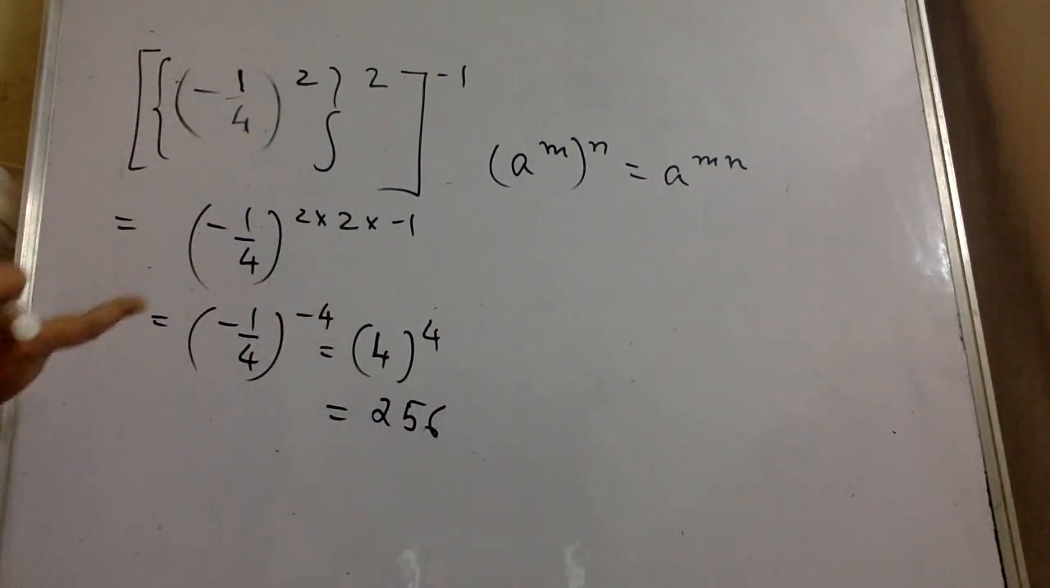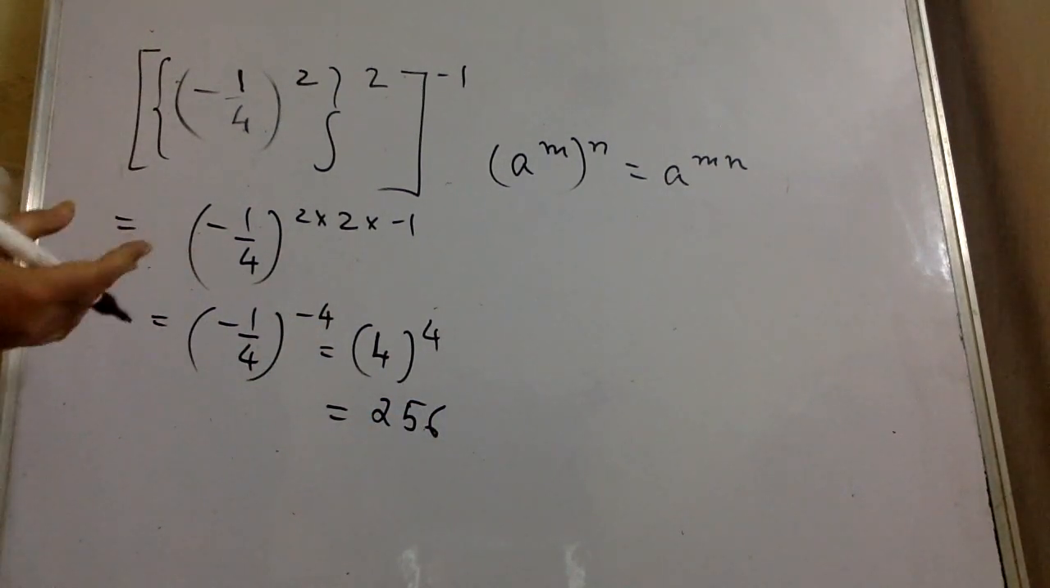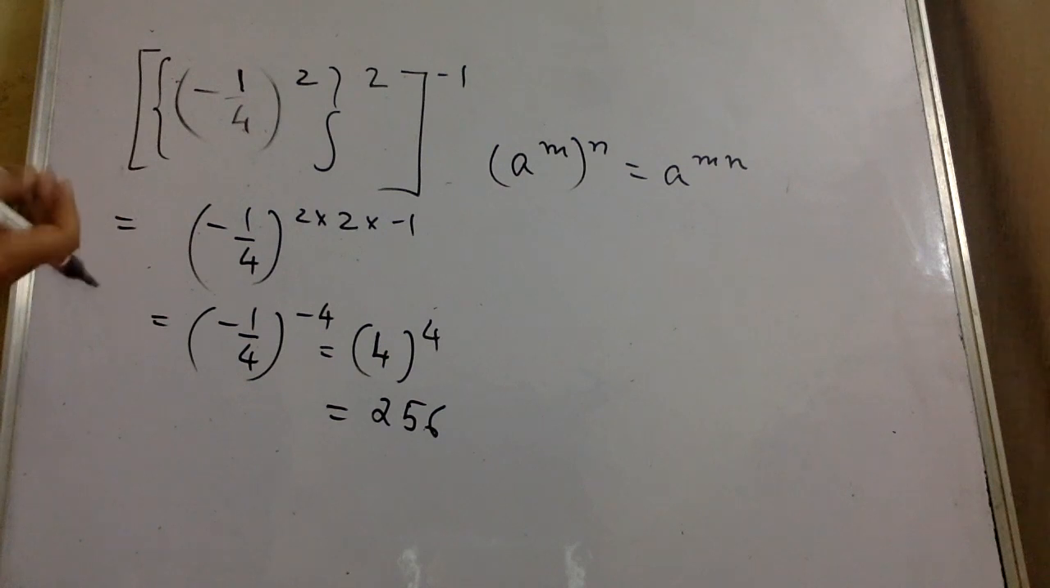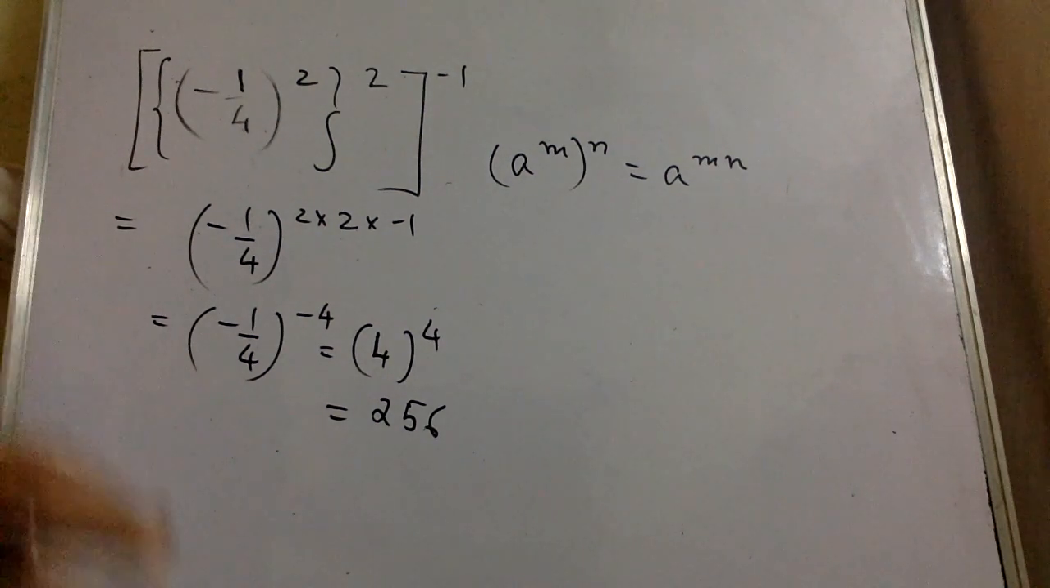256. 4 into 4 is 16. 16 into 4 is 64, and then 64 into 4 gives us 256. Okay, so now let's do another question.